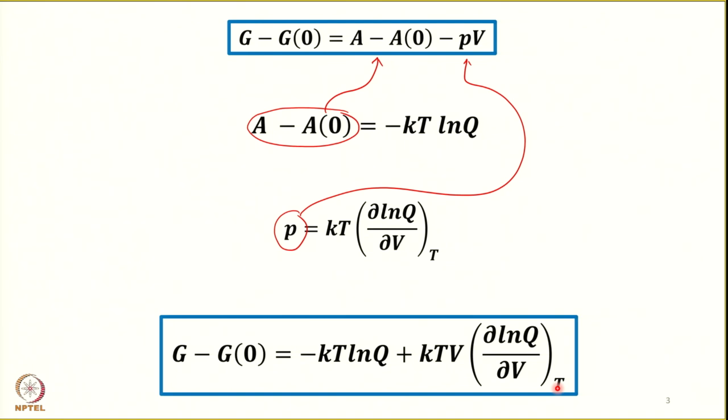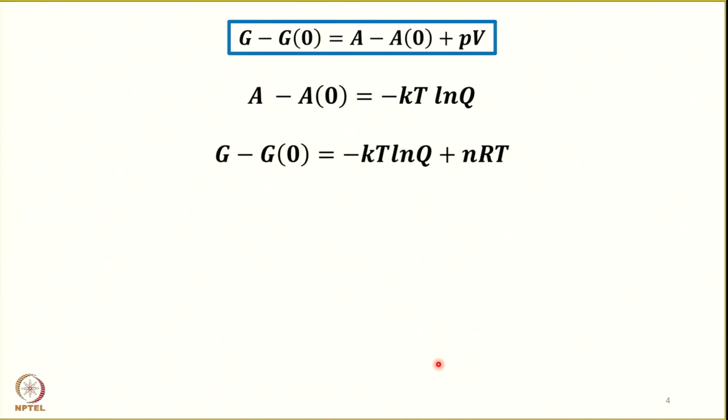So here we have an expression which connects G with capital Q, which is the canonical partition function, and hence for a given system we need to establish whether the system consists of distinguishable molecules or indistinguishable molecules, and then we have to use this expression accordingly.